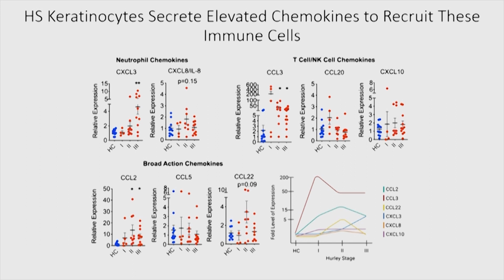These chemokines do vary in expression by stage, and this very well matches when we're seeing the infiltration of the specific immune cell subsets into the epidermis, indicating that keratinocytes do likely provide a stimulus to get these cells into the epidermis.